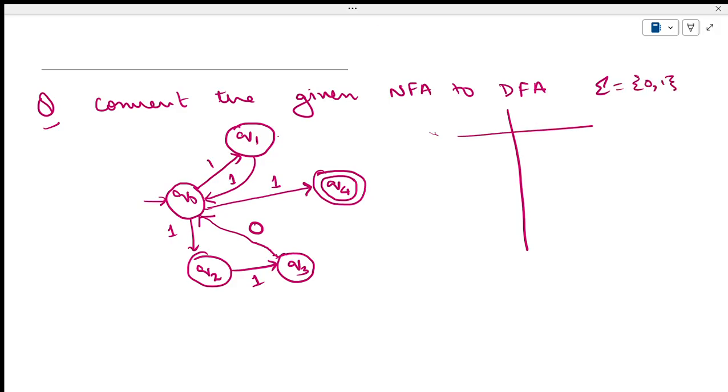So there are two columns, one for 0, one for 1, and we start from Q naught, that is the initial state. Q naught on reading 0 is going to the state phi. We do not have any transition for 0 in the NFA. Similarly, Q naught on reading 1 is going to three different states, Q1, Q4 as well as Q2. So Q naught on reading 1 is going to Q1, Q4 and Q2.